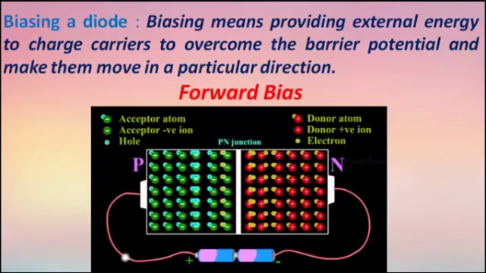So the width of the depletion region decreases, so the barrier potential also decreases. As a result, a large number of electrons pass through the junction, resulting in an exponential rise in current through the junction.